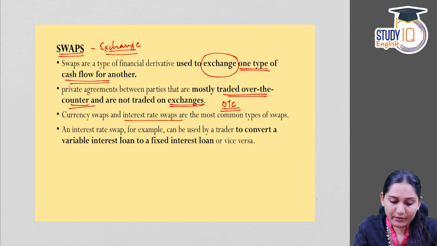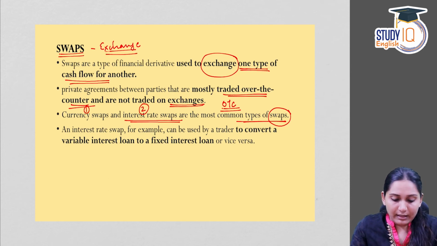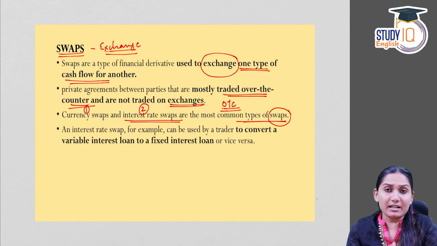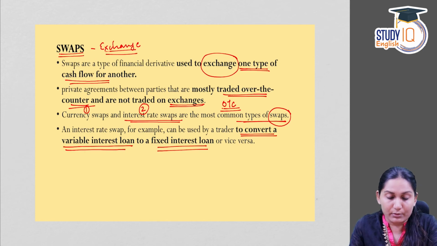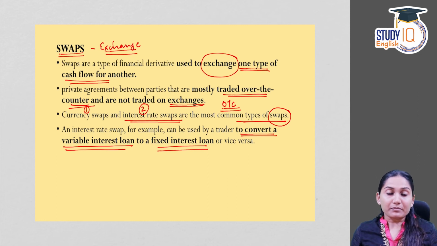Currency swaps and interest rate swaps are the most common types of swaps. One is currency swap. You can exchange one currency for another. Another one is interest rate swap. An interest rate swap, for example, can be used by a trader to convert a variable interest loan to a fixed interest loan. For example, if a borrower wants to convert his loan from a floating rate of interest to a fixed rate of interest, they can do that. So that is swap. Swap means exchanging.